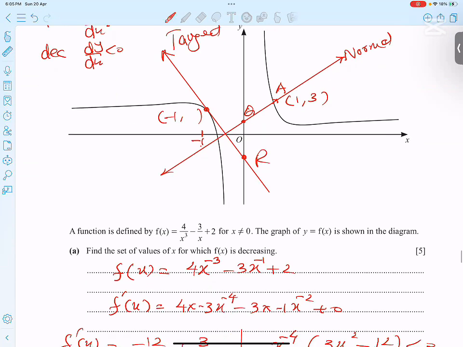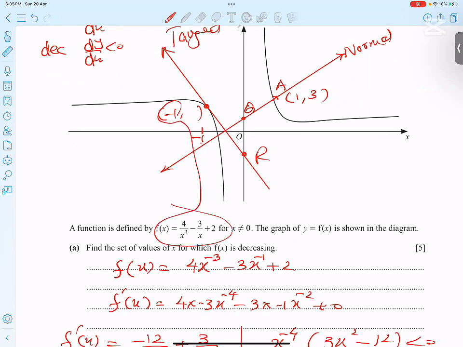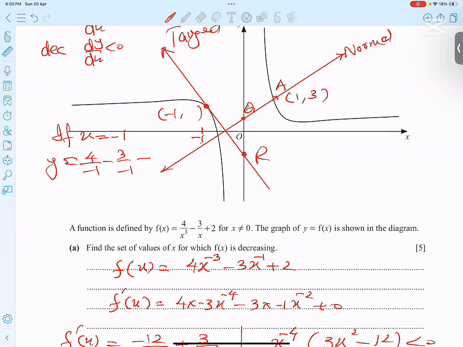So how do we get this value, students? This minus 1, plug in back again here. If x is equal to minus 1, so y becomes what? So 4 over minus 1 and minus 3 over minus 1 and plus 2. If I check it, minus 4 and plus 3 and plus 2, I'm getting here 1. Hold on, I'm getting 1. So the point is x is minus 1, y is 1, correct?